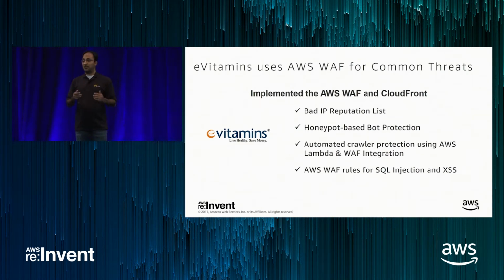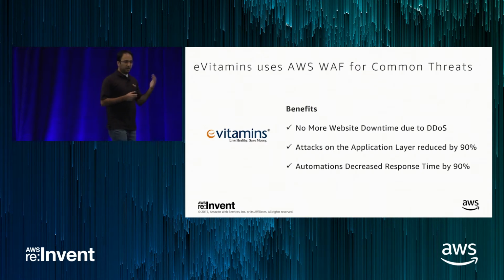And because of all of these, eVitamins was able to decrease the downtime due to DDoS, because now they have CloudFront that takes care of all the layer 3 and 4 threats, and they have AWS WAF with rate-based rules that automatically block bad IPs that exceed a particular threshold.